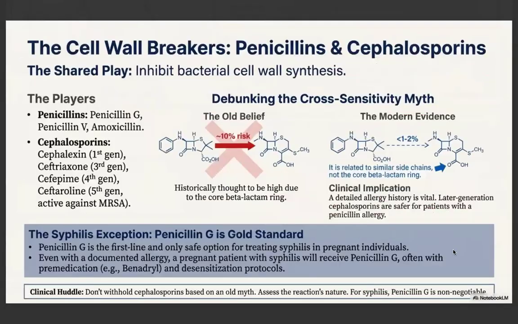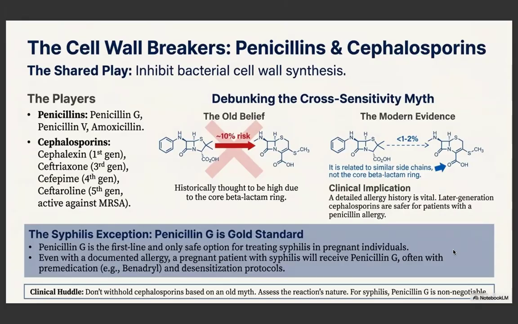All right. So penicillins and our cephalosporins. They are going to inhibit bacterial cell wall synthesis. There is technically a cross-sensitivity. It used to be that about 10% of people who have an allergy to penicillins also have an allergy to cephalosporins.